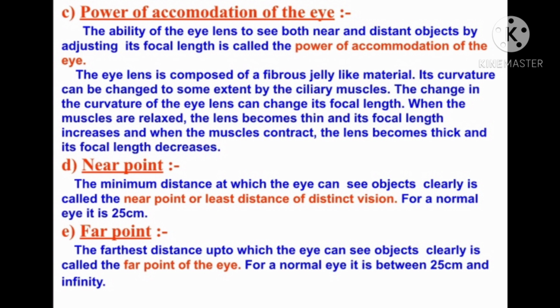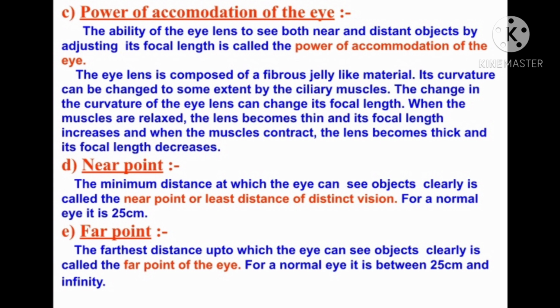Now, the next point is near point. It is the minimum distance at which the eye can see the objects clearly without stress or strain, and it is called the near point or least distance of distinct vision. For a normal eye, it is 25 centimeter.